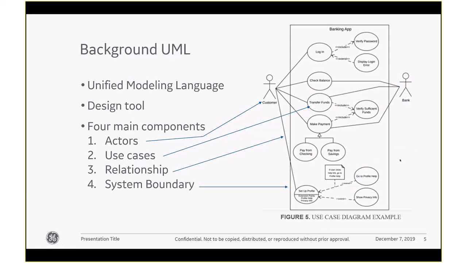UML, or Unified Modeling Language, is a design tool that we used to understand these auxiliary systems of the gas turbines in order to improve our knowledge and create an even better gas fuel leak system.